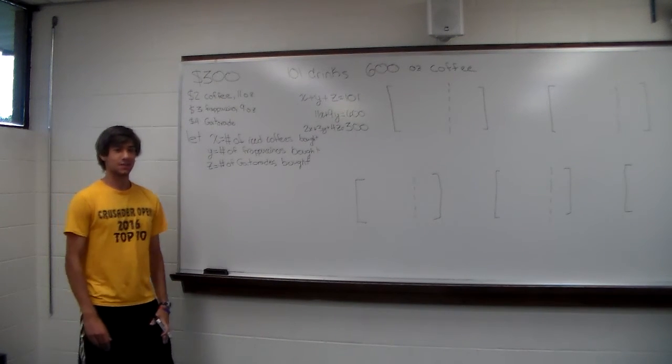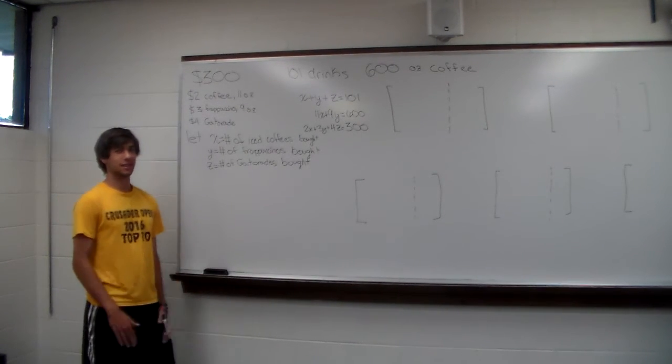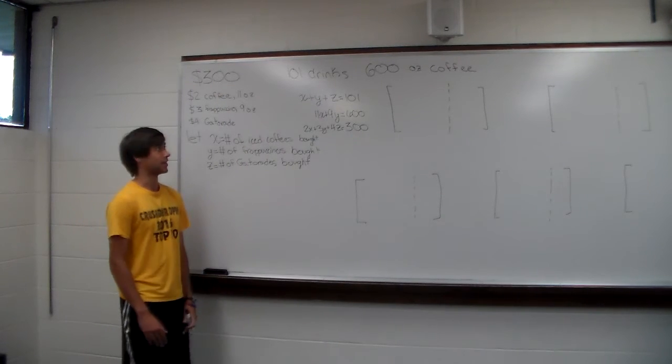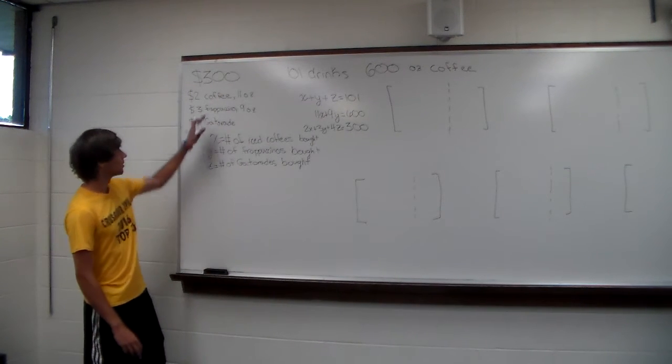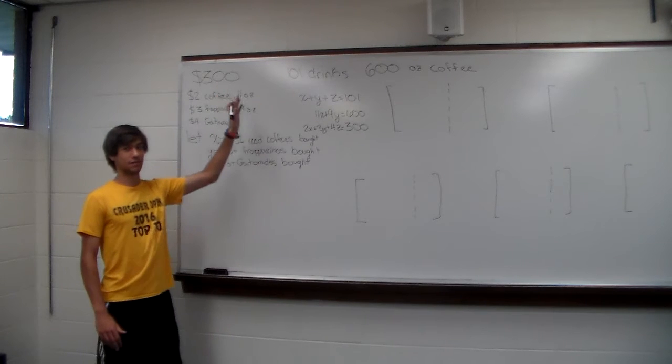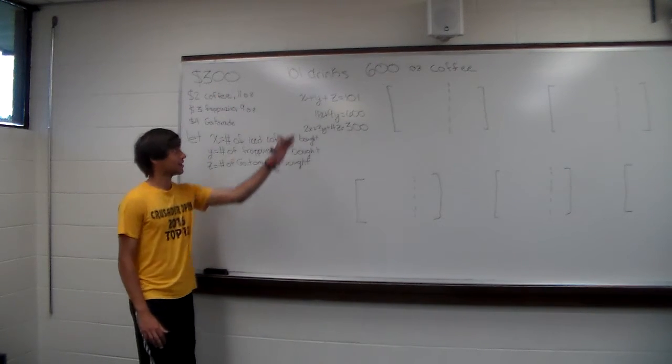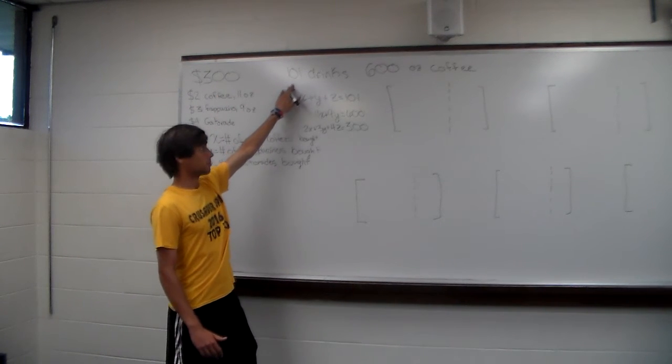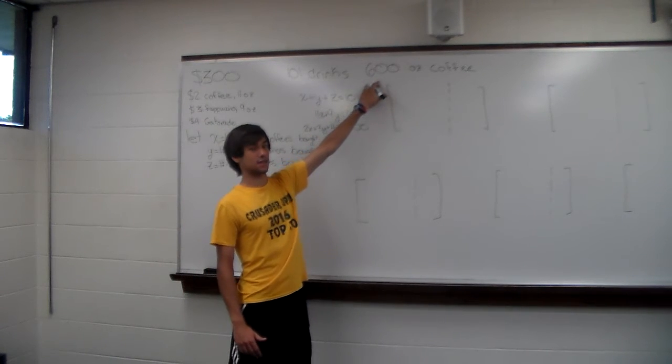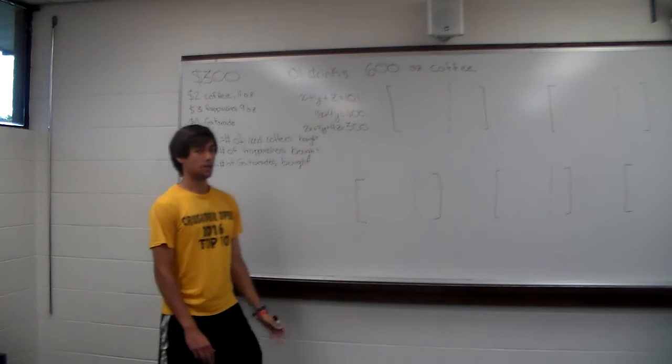So this is the problem that talks about buying drinks with your meal plan money with some friends. As it says in the problem, we have $300 left combined on the meal plan, 101 drinks that we're going to purchase, and you're going to buy 600 ounces of coffee with that.